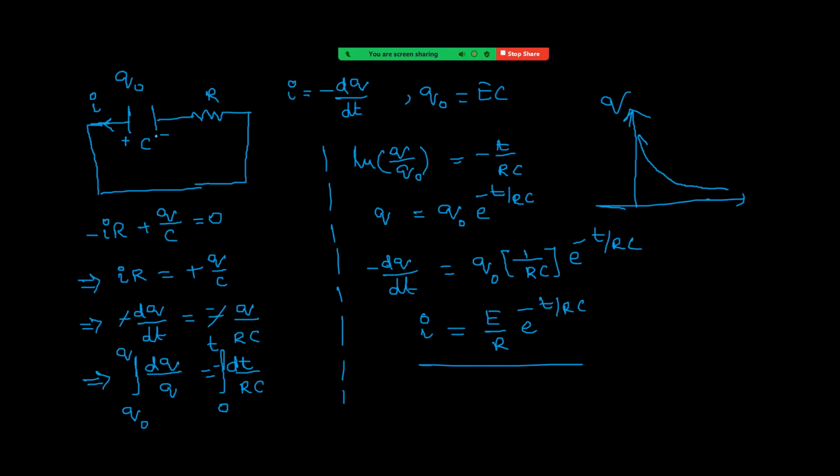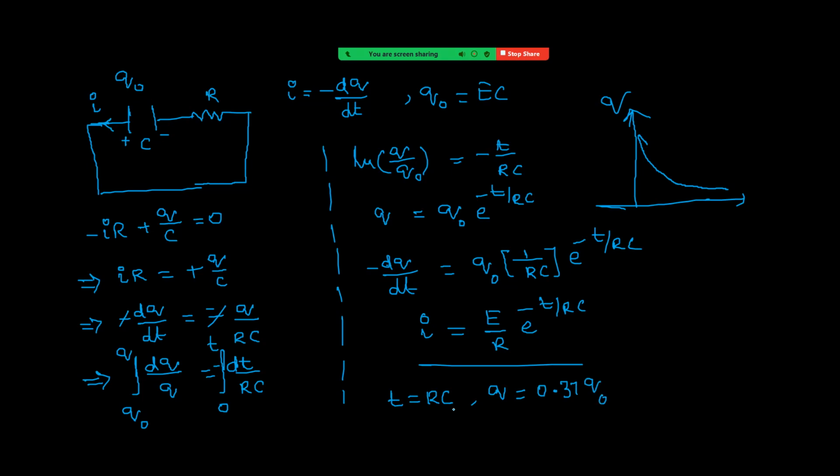Its meaning is the capacitor is fully discharged. That's why there is no flow of charge. And again here, if we take t value RC, meaning one time constant, the charge becomes 0.37 Q naught.